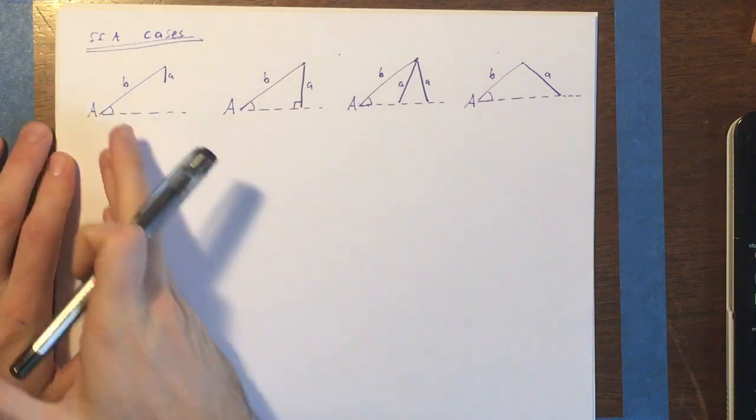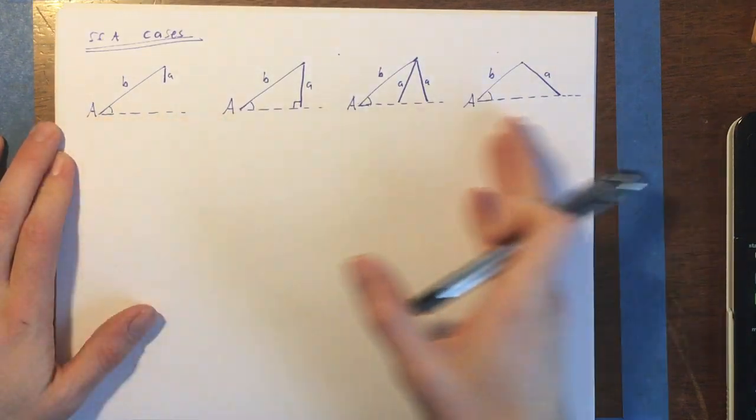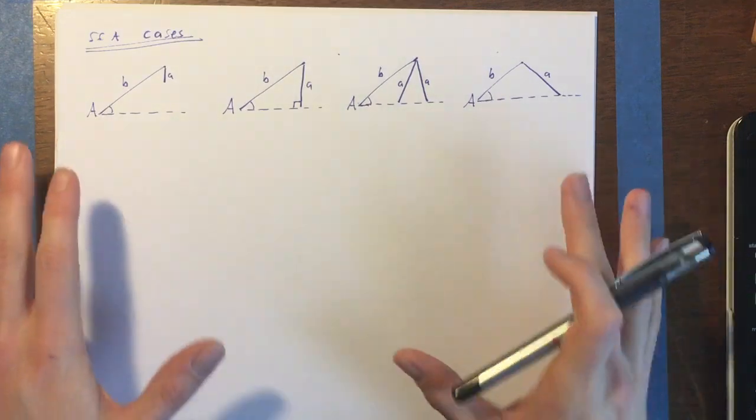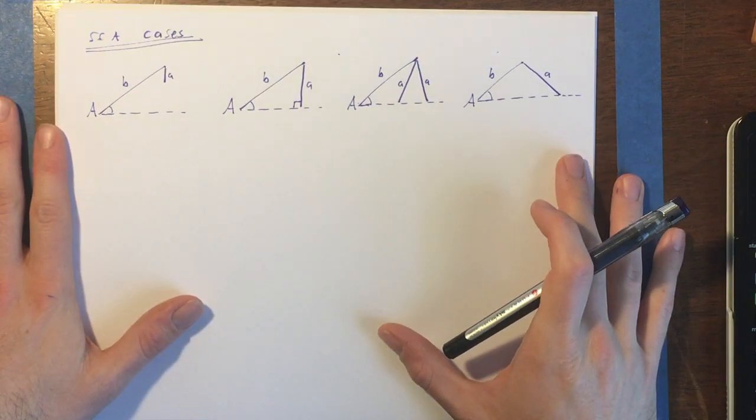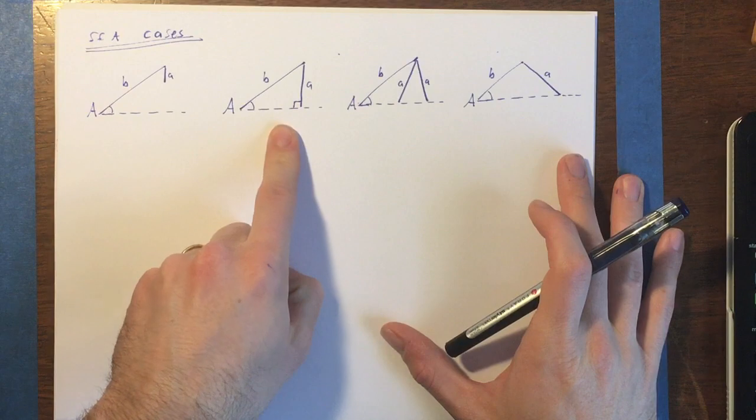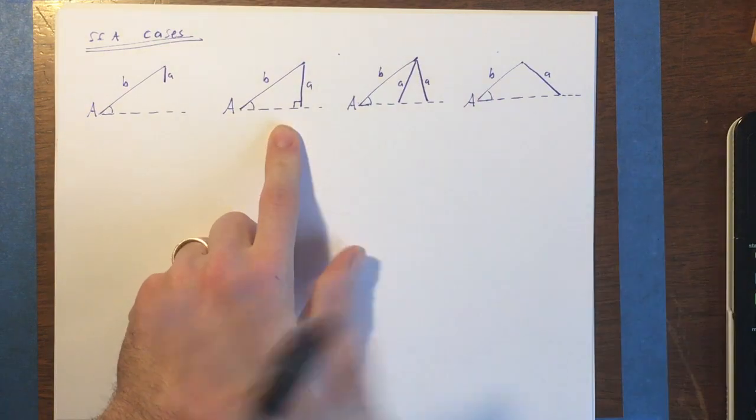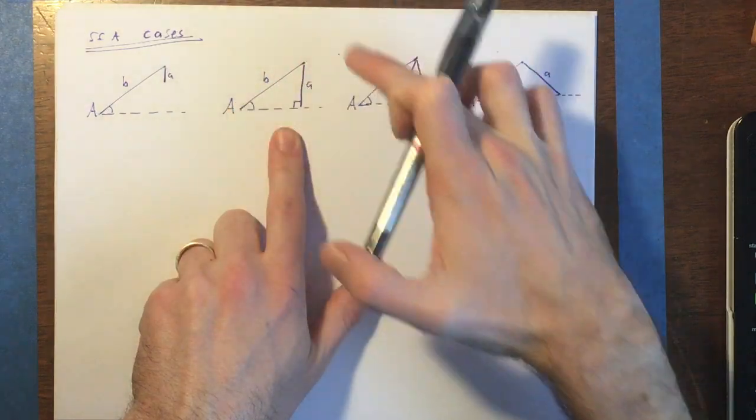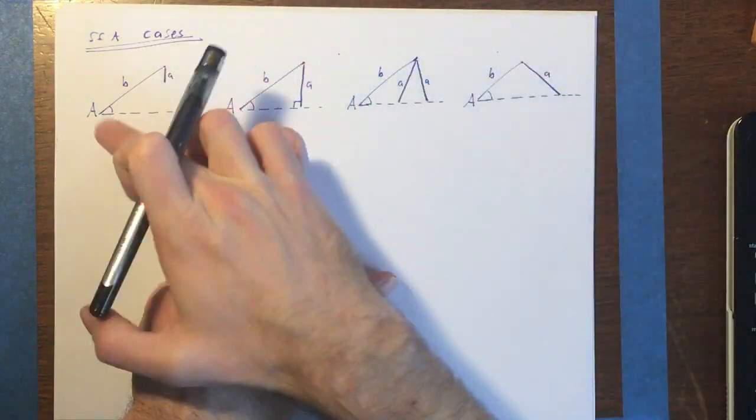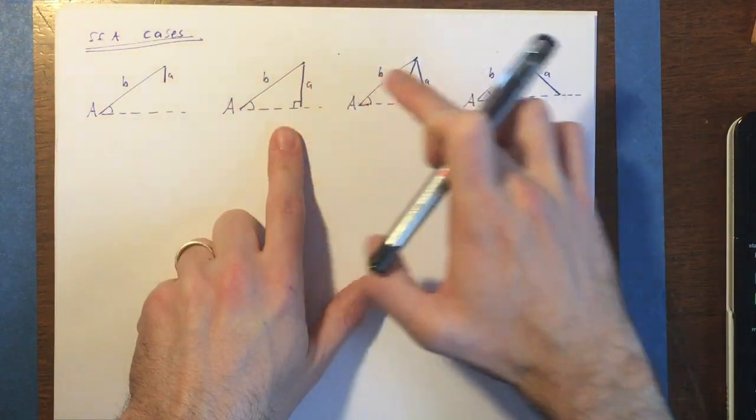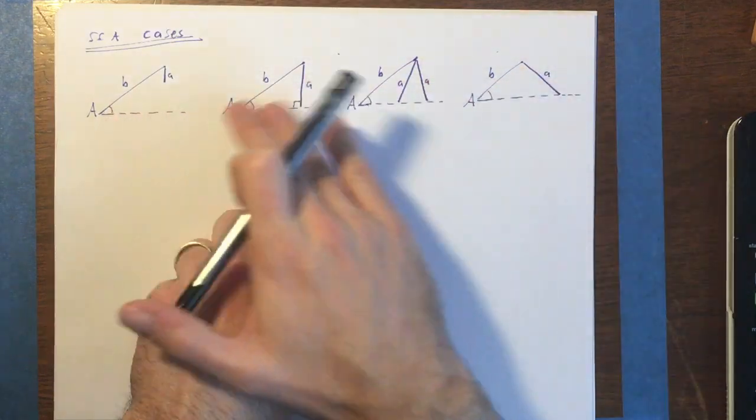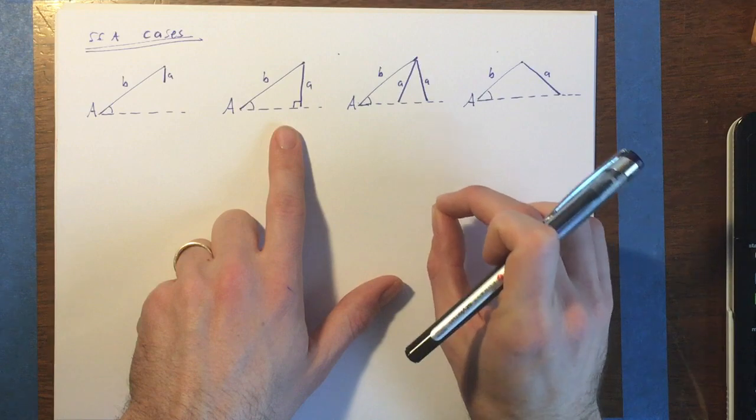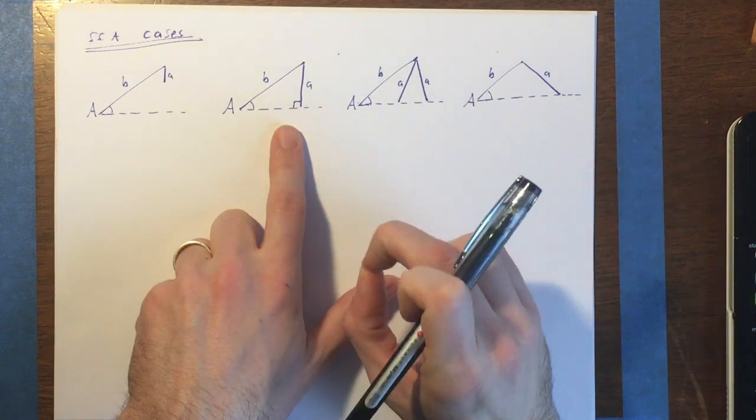So I've drawn a few different pictures here to illustrate the different possible situations we could be in. Let's start by looking at this one in the middle. All of these have the same angle A, by the way, and they all have the same side length B adjacent to that. And then the opposite side, lowercase a, varies in length.